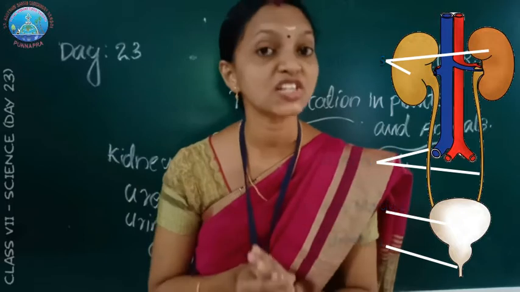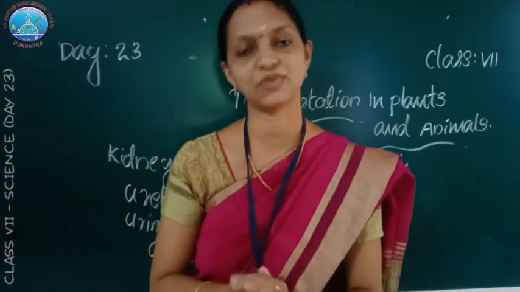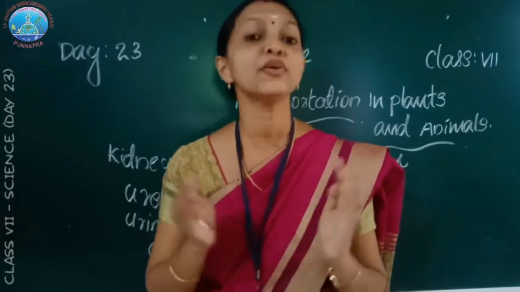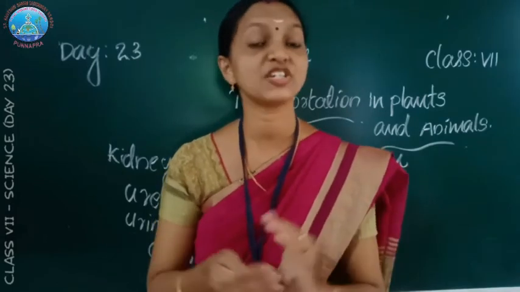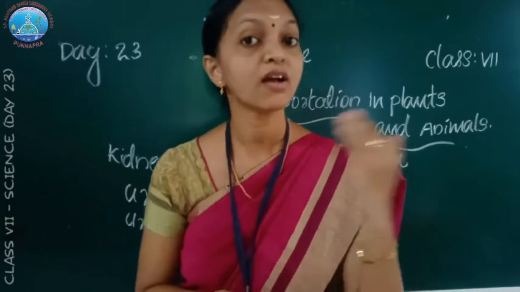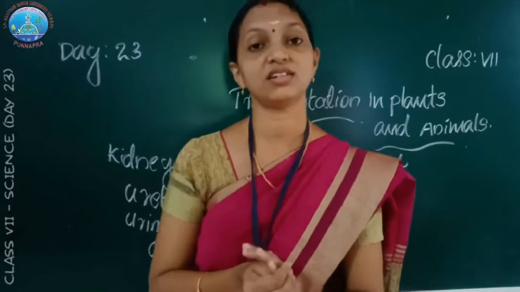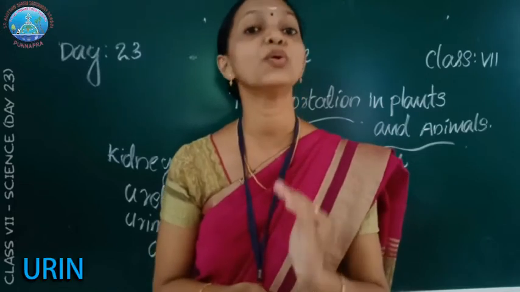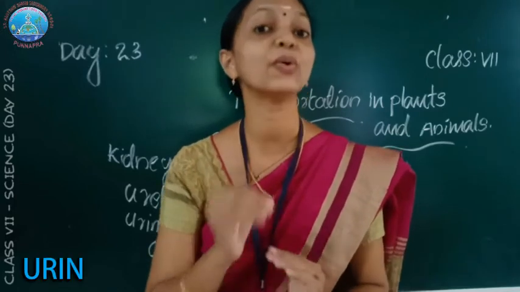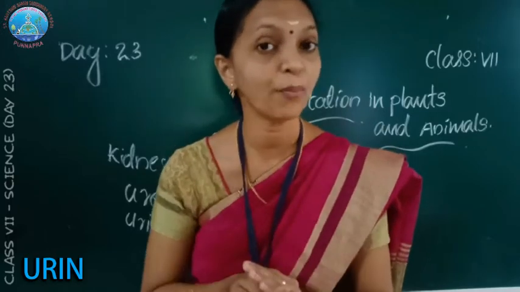When the blood reaches the kidneys, it contains useful and harmful substances. The useful substances are absorbed back into the blood. The waste dissolved in water is removed as urine. In which form is the waste removed? Urine.